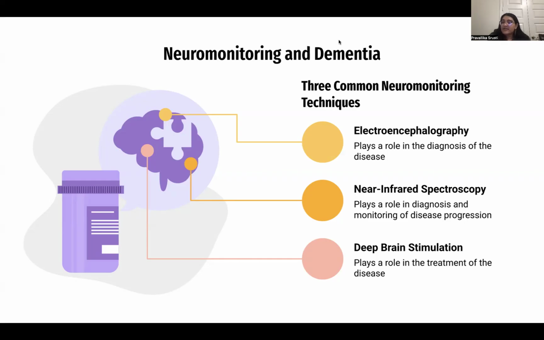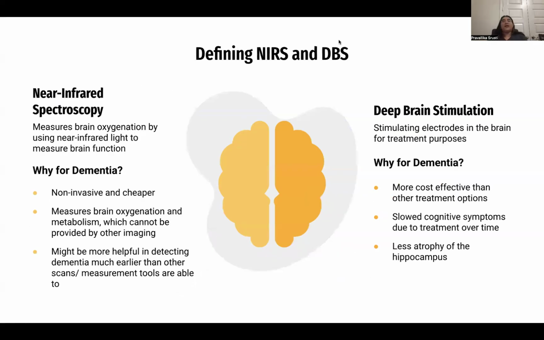And finally, I want to look at deep brain stimulation and the role it plays in the treatment of the disease. This is also something we haven't explored yet. But before we get into everything, I want to go over what exactly near infrared spectroscopy or NIRS and deep brain stimulation or DBS are, right? So near infrared spectroscopy is, and again, this is very broad, very brief, but it is a measure of brain oxygenation by using near infrared light to measure brain function, right?